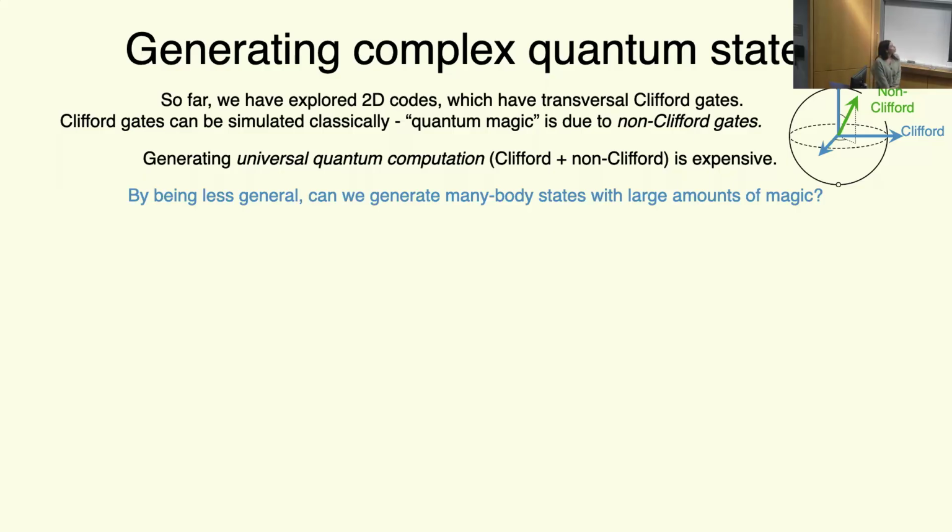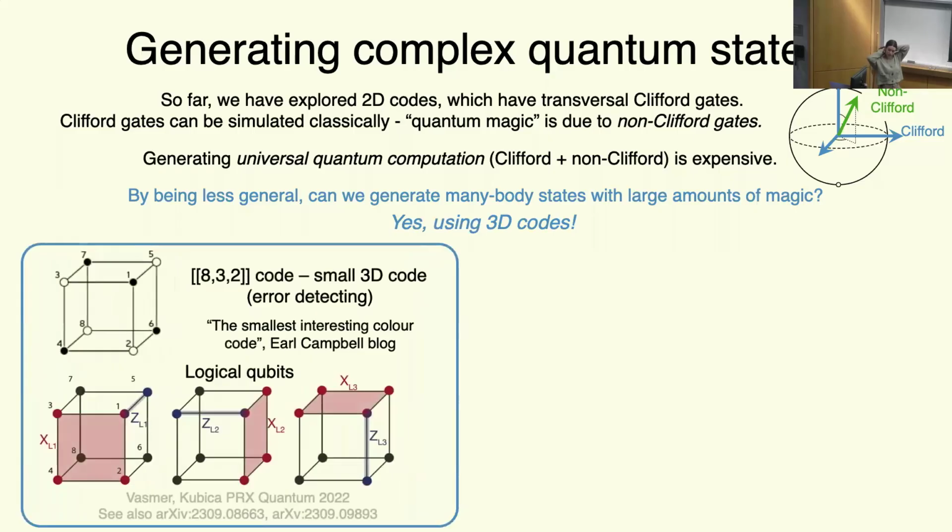And so the question that we're going to ask here is, if we are less general, we don't try and do universal quantum computation, but rather we really focus on realizing a given algorithm, can we generate many-body states, for example, with lots of this quantum magic? And the answer is actually yes. And it's by switching out our error correcting code from a two-dimensional code to a three-dimensional code.